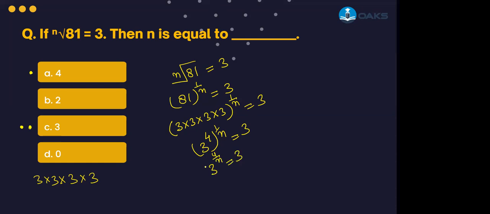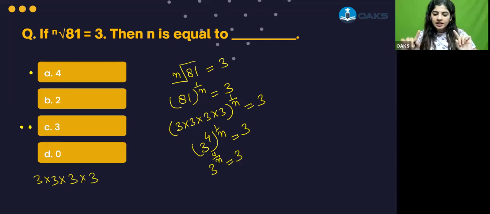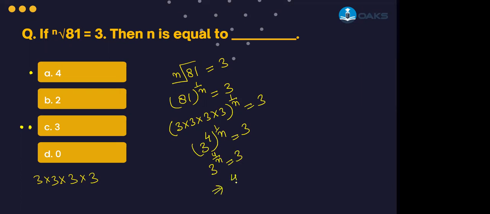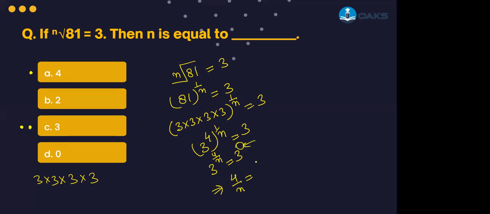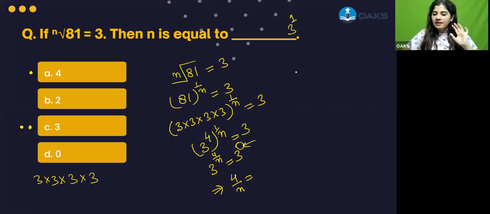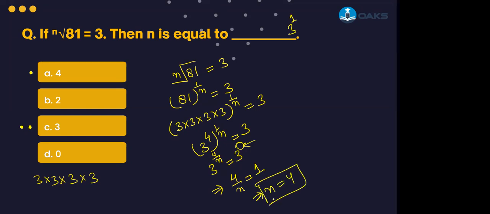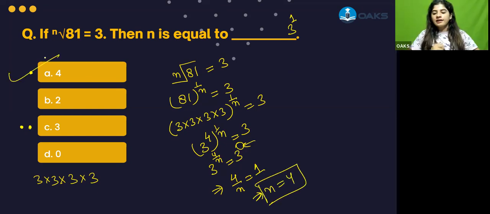Now, the bases are same, 3 and 3, so the powers should also be same. Let's equate the power. 4 by n is equal to what is the power here? 1. Only 3, it has power 1. Default power is 1. Now what is the value of n? 4, madam. So this is the correct option, not 3. It is the correct option, A.